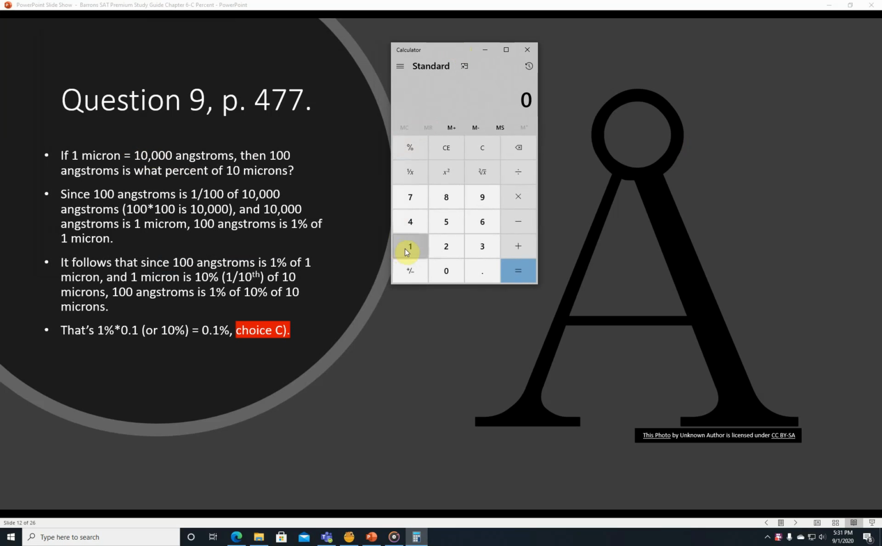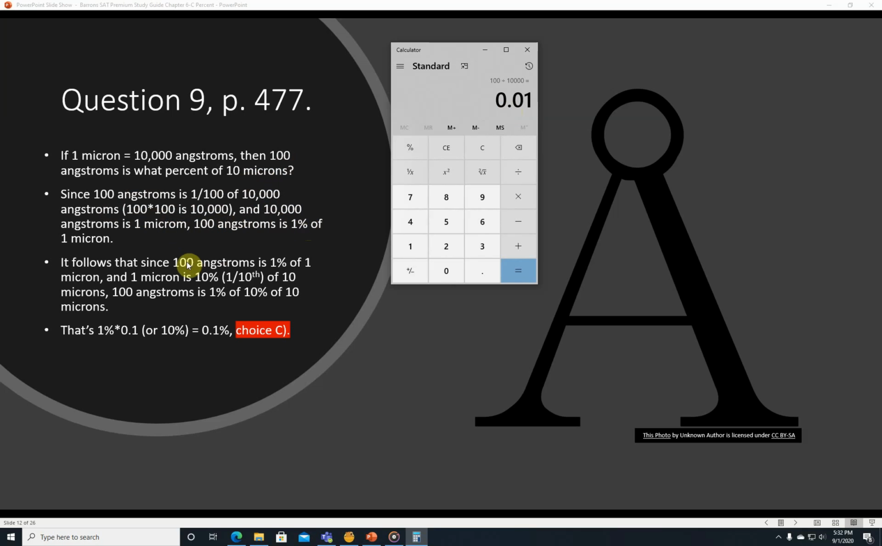Okay, so we just take 100 over 10,000, and that should give us 0.01, 1%. So we know that 100 angstroms is 1% of 1 micron. As it says here, 100 angstroms is 1/100th of 10,000 angstroms, and 10,000 angstroms is 1 micron. Anyway, 100 angstroms is 1% of 1 micron.